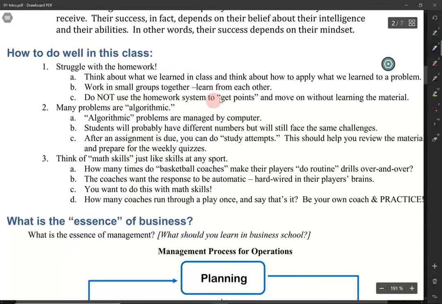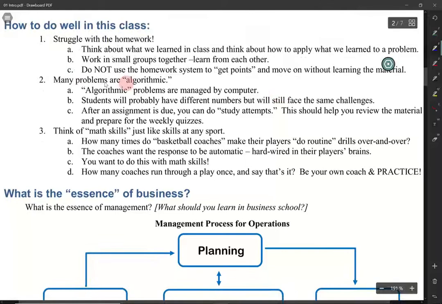Let's see, don't use the system to just get points and move on without learning the material. Struggle with it, and that's how it sticks in your brain. In the McGraw-Hill homework system, many of the problems are algorithmic, and what that means is that each time you hit it, it gives you a different set of numbers. So students will probably have different numbers, but you'll face the same structural problem. One of the advantages of that is that after it's due, you can actually go back to the material.